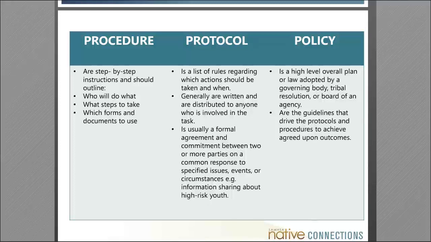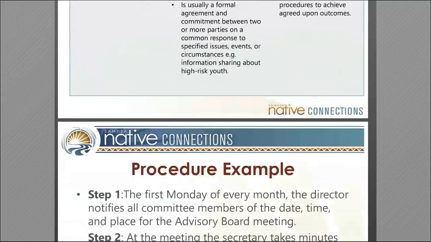A procedure is step-by-step instructions that outline the who, steps to take, and documents to use. Protocols are written rules and formal agreements between two or more parties for actions to be taken and when those will be done. Policies are laws adopted by a group or governing body, a resolution that guides protocols and procedures to achieve outcomes. So we're going to look a little bit deeper at each one of these.